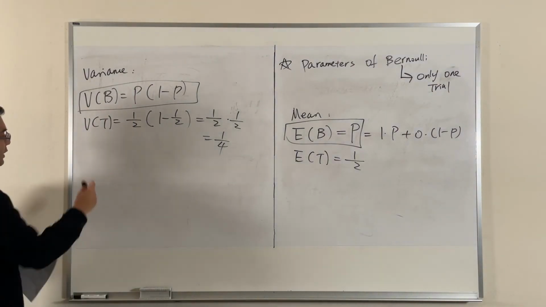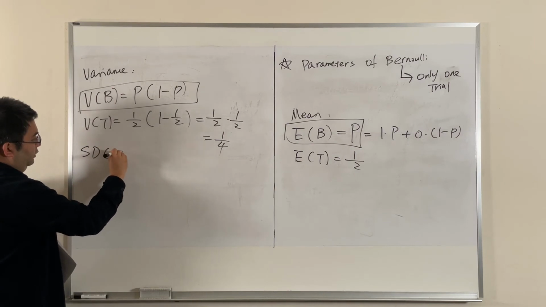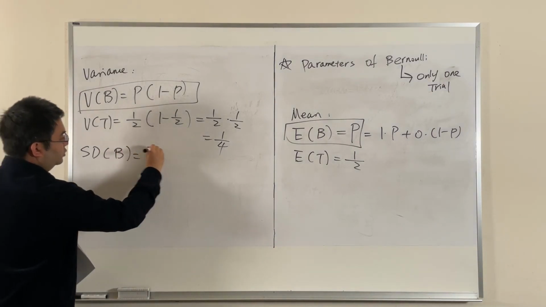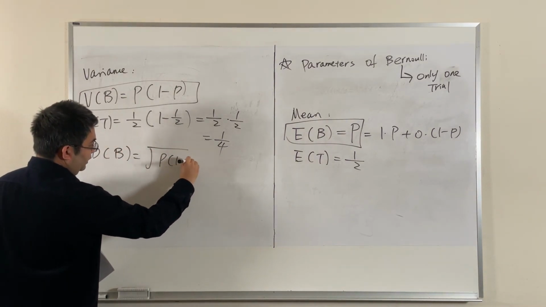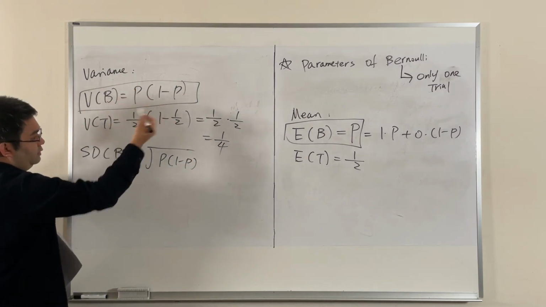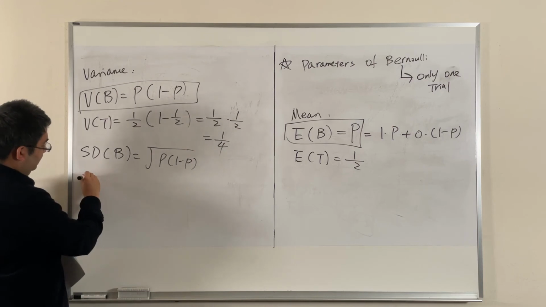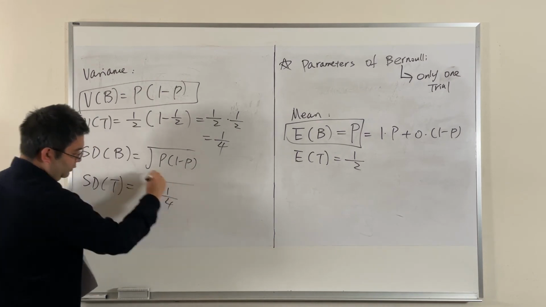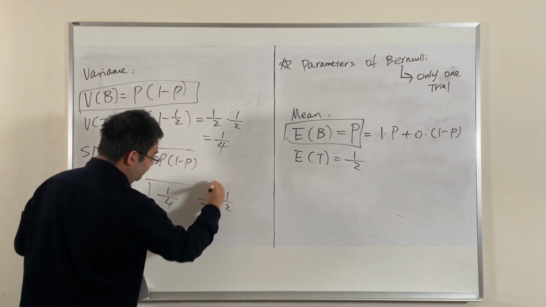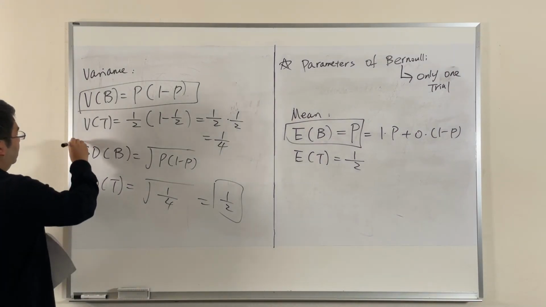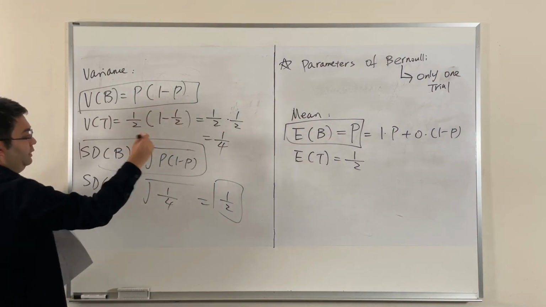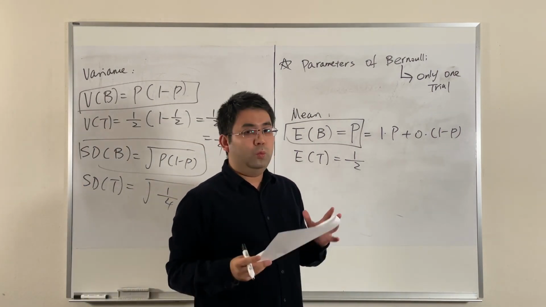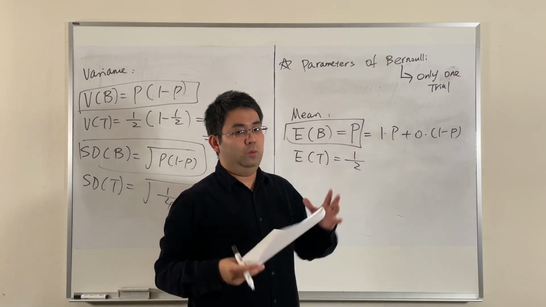Next, standard deviation. The standard deviation of your Bernoulli is just the square root of p times 1 minus p. It's just taking the square root of the variance, and in our case, the standard deviation of the coin toss equals the square root of 1/4, which equals 1/2. Now we have the formulas for mean, variance, and standard deviation. Again, in Bernoulli we are only doing one trial, so we only get the outcome once.